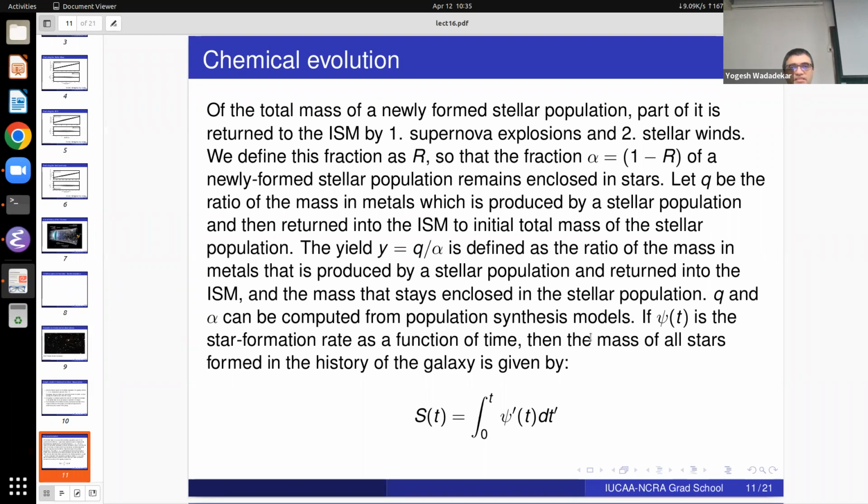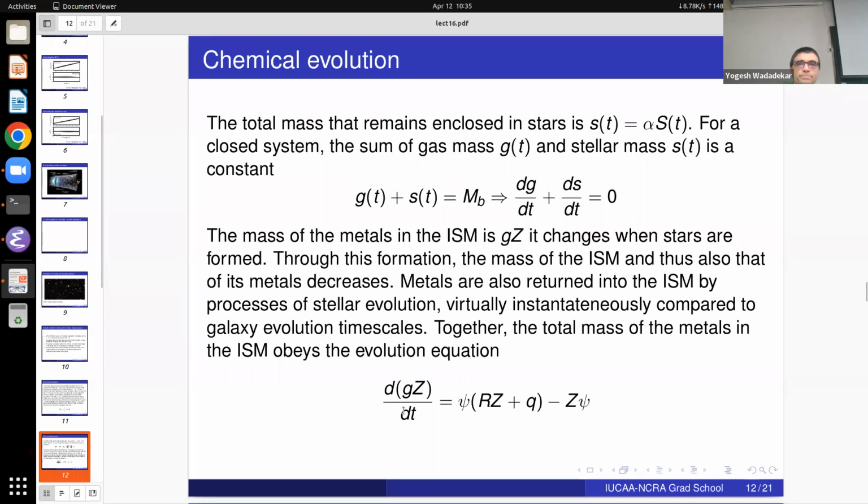If psi of t is the star formation rate as a function of time, then the mass of all stars formed in the history of the galaxy is simply the integration from t equal to 0 to your present time of psi of t. Okay, so that gives you your total mass in stars, S of t. The mass that remains enclosed in stars, we can write as small s of t, and naturally that's going to be alpha times capital S of t.